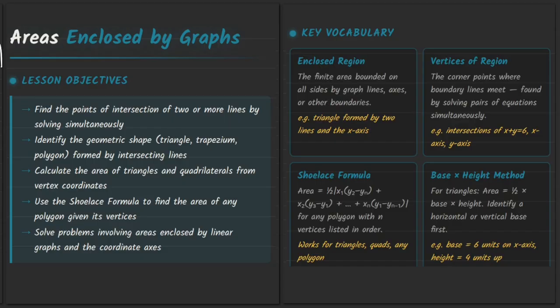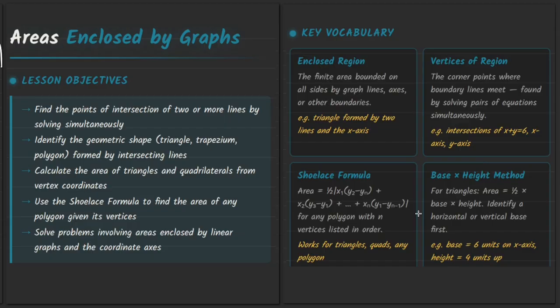Be able to use the shoelace formula to find the area of any polygon given its vertices, and then finally be able to solve problems involving areas enclosed by a linear graph and the coordinate axis. Here are some vocabularies we will be using as we proceed in this lesson, and I do advise that you pause and quickly take a glance.